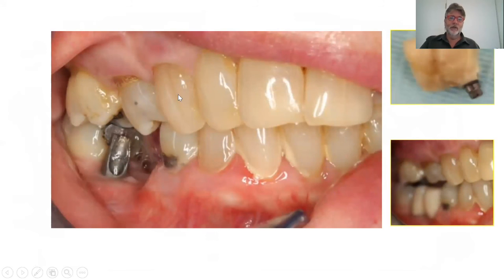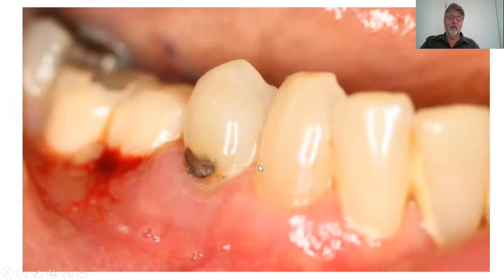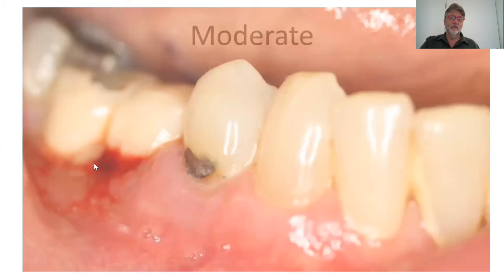Now look at the situation here. Look at this plaque. This is going to be peri-implantitis. Look at the build-up of calculus and plaque on that cantilevered restoration. This is bleeding from around that restoration.